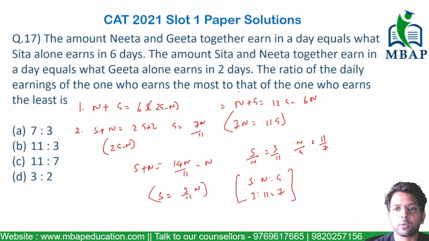Now the question is to find the ratio of the earnings of the maximum earner versus the minimum. So maximum is N, which is 11, and minimum is S, which is 3. And the answer for this question would be option number B, 11 is to 3 as the final answer.